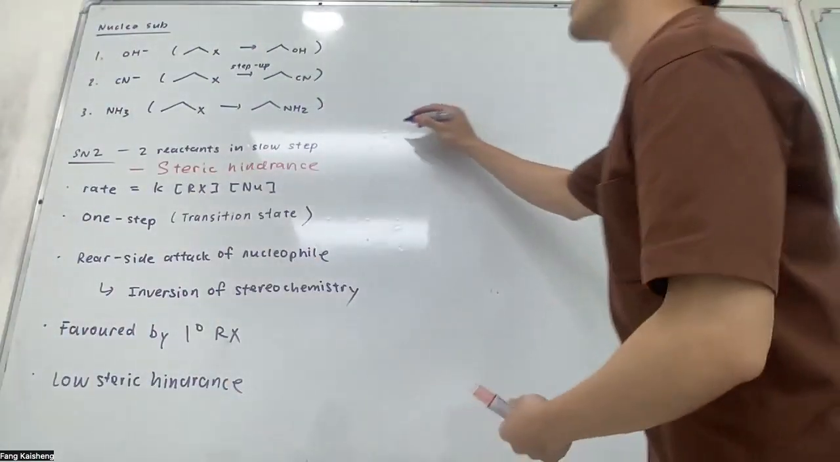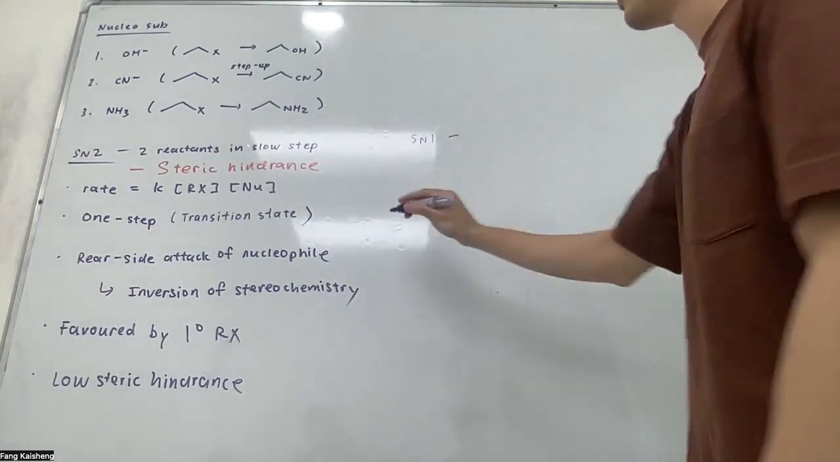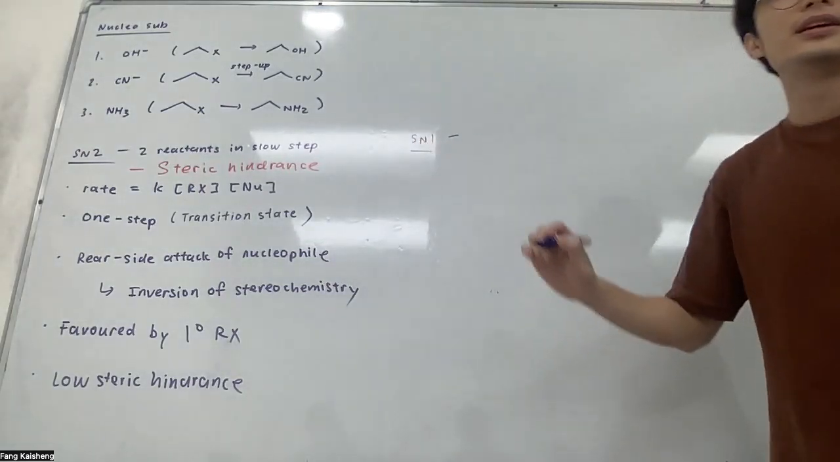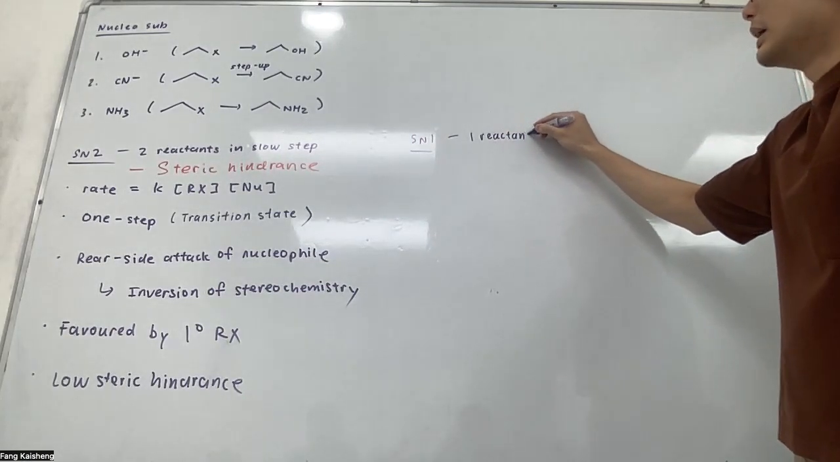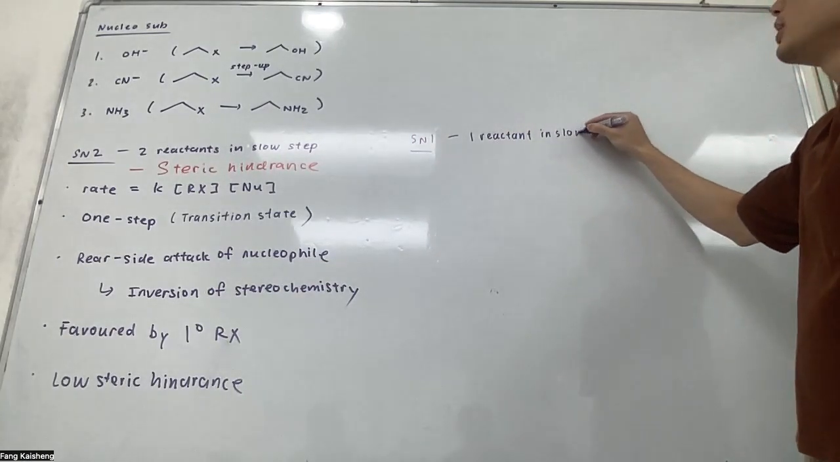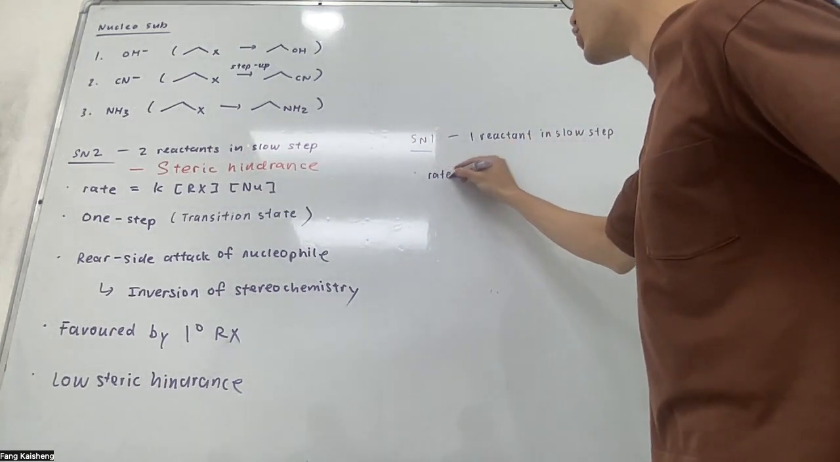We're going to continue that with SN1. We do the same thing. The 1 means what? The big fat 1 over there means what? Good, 1 reactant in the slow step. And having 1 reactant means your rate equation is just the what?